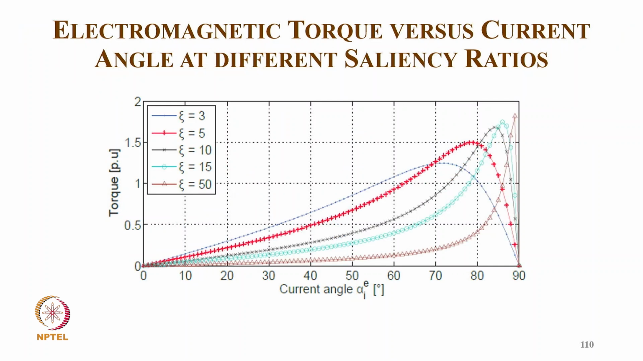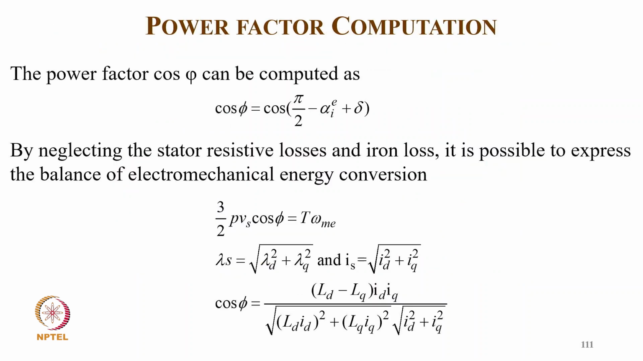And this is typically the torque with different saliency ratios, electromagnetic torque versus current angle at different saliency ratios. So the power factor cos phi can be computed as cos phi equal to cos of (pi by 2 minus alpha I plus delta). By neglecting stator resistive losses and iron loss, it is possible to express the balance of electromagnetic energy conversion: 3 by 2 P Vs cos phi equal to T omega m, where lambda is the square root of lambda d square plus lambda q square, and I is equal to the square root of id square plus iq square, and cos phi equal to (ld minus lq) id iq divided by the square root of (ld id) square plus (lq iq) square, into the square root of id square plus iq square.